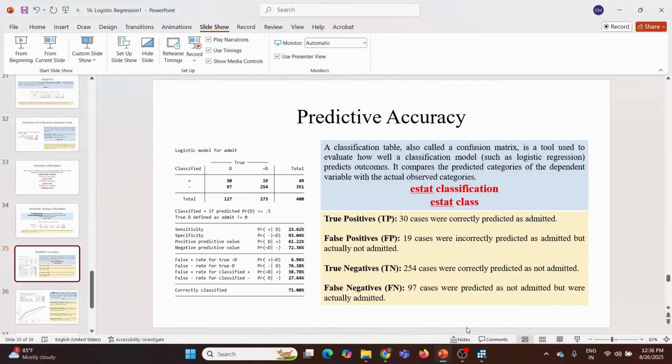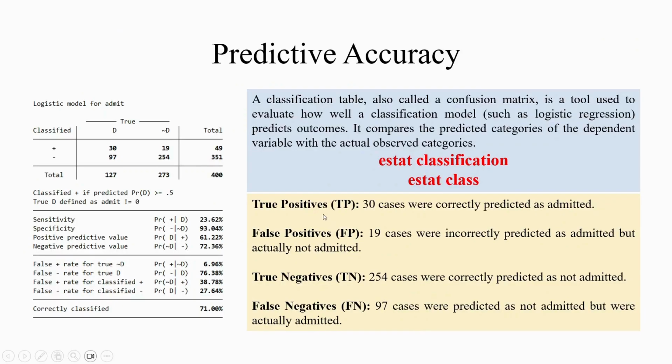Now let's do the interpretation. True positives: 30 cases were correctly predicted as admitted. False positives: 19 cases were incorrectly predicted as admitted but actually not admitted. True negatives: 254 cases were correctly predicted as not admitted. Okay, this is correct. True positives and true negatives are desirable. False negatives: 97 cases were predicted as not admitted but were actually admitted.